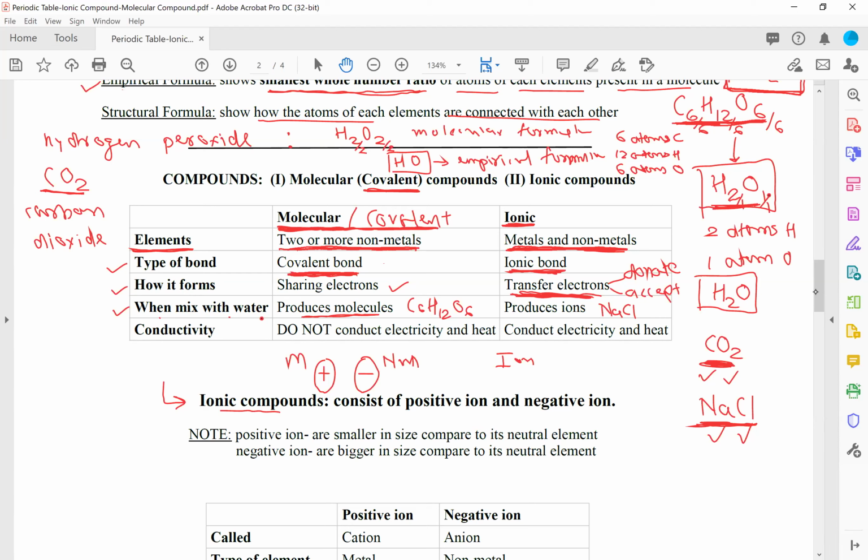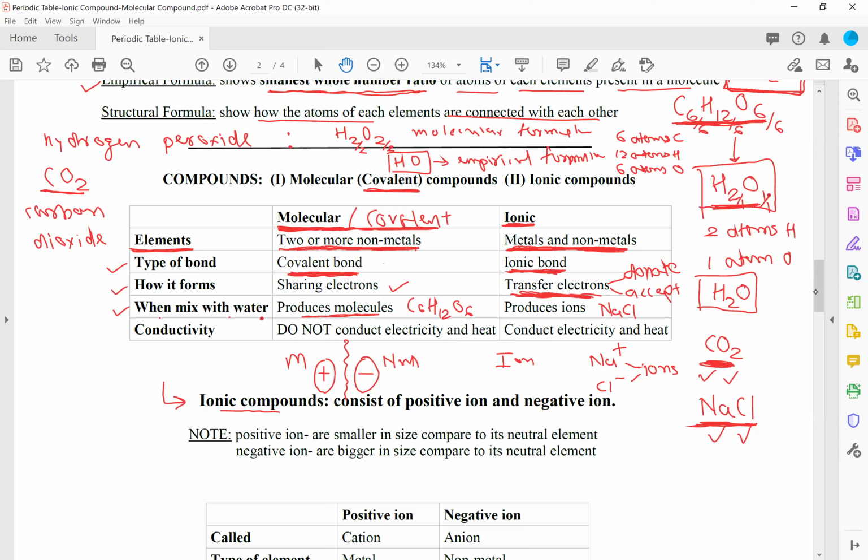So when you mix this in water, what is going to happen? They're going to dissociate or break down. If you dissolve NaCl in the water, it will form Na+ ion and Cl- ion. Now it has been broken down into ions. That is the difference. An ionic compound does break down in water and forms ions, while a molecular compound can dissolve in water. However, it does not dissociate or break down.